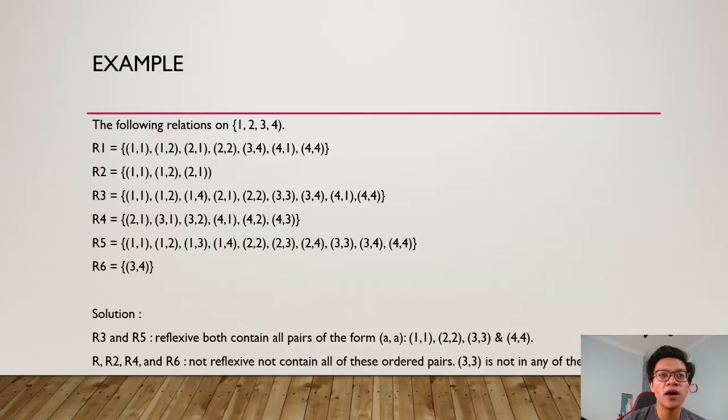So the answer is R3 and R5. Both of them are reflexive because they have the pairs (a, a), that is (1,1), (2,2), (3,3) and (4,4). R1, R2, R4 and R6 are not reflexive because they do not contain all of these pairs. For example, (3,3) is not in the relation, so that is not reflexive.